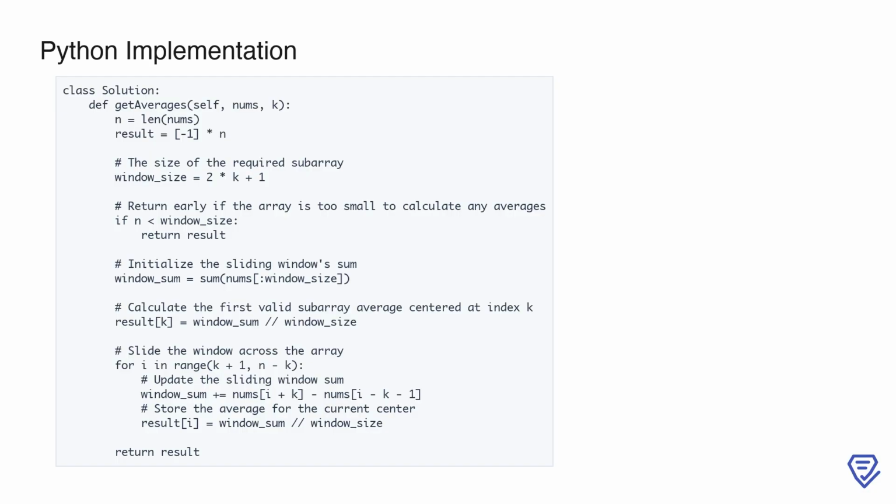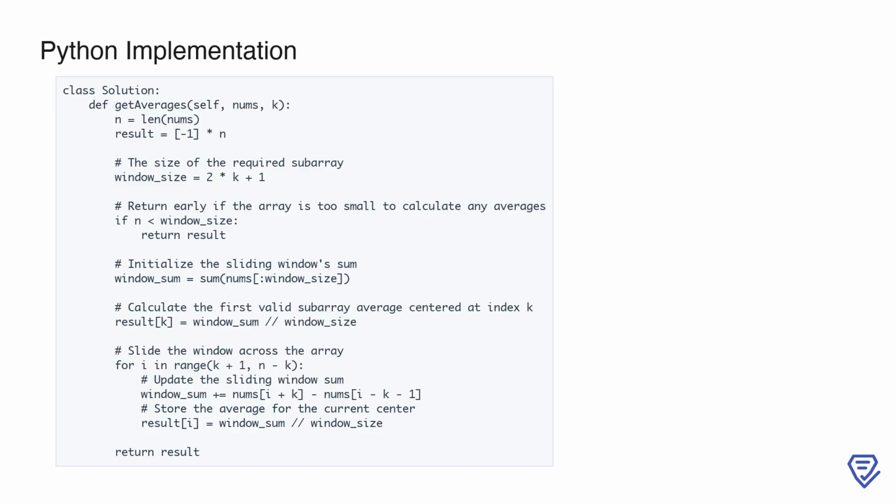4. Initial window sum. We compute the sum of the first valid window, from index 0 to 2k, and calculate the average for the first valid center, index k. This average is stored in the result array. 5. Sliding window update. We then slide the window across the array, adjusting the sum by subtracting the element that goes out of the window and adding the new element that comes into the window. For each valid center index, the average is calculated and stored. 6. O(n) efficiency. The sliding window ensures that the sum is updated in constant time for each index, making the algorithm run efficiently in O(n) time.